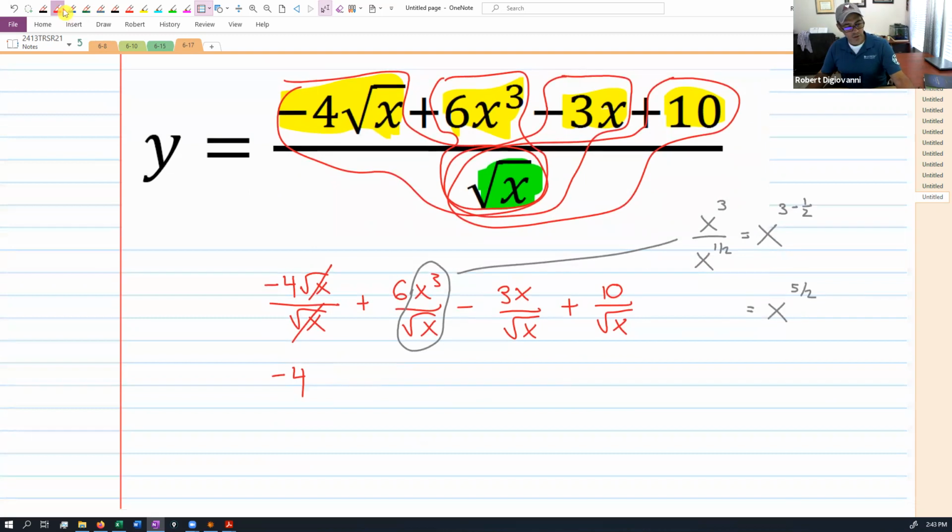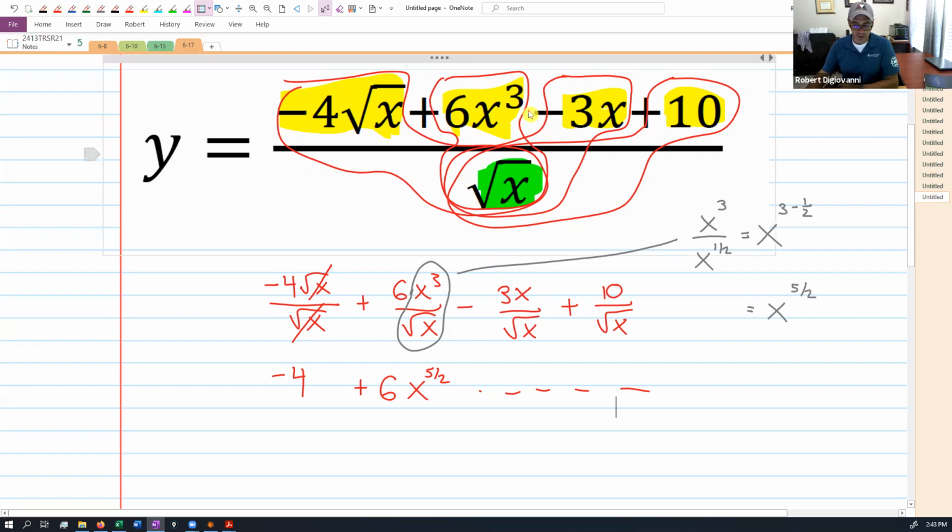So your second term here becomes plus the 6 that was there, x to the 5 halves. And then you continue and you get the rest of it. And then you take the derivative on each one. Okay, so just pay attention to that. I had not given you a problem like this. Just be aware that you can split it into multiple pieces because you have 1 term in the denominator. Any questions there on how to approach that?